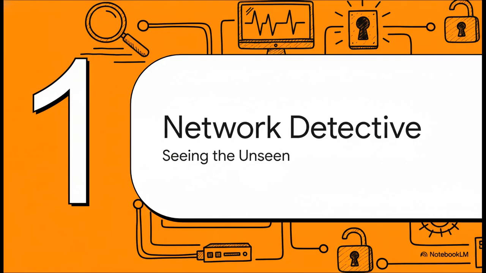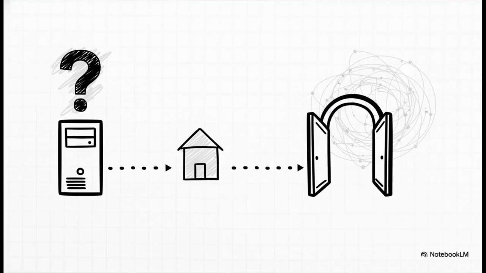Okay, so let's start with your first superpower. You're about to become a network detective. We're going to use a couple of simple commands to see what's really happening with your internet connection, all the stuff that's usually invisible. Think about it. You're online, but what does that even mean? What's your computer's actual address on your home network? And what's the address of your router? You know, the gatekeeper that lets you talk to the rest of the world? Well, there's a command for that.